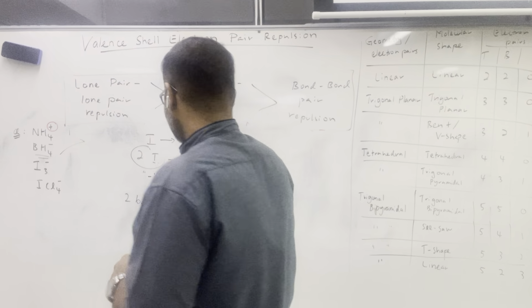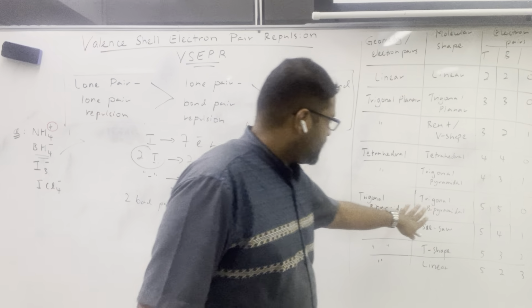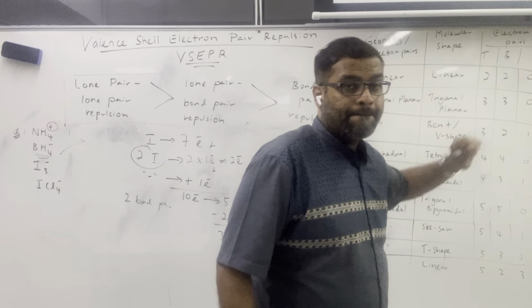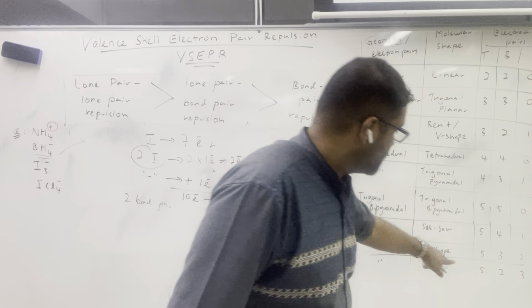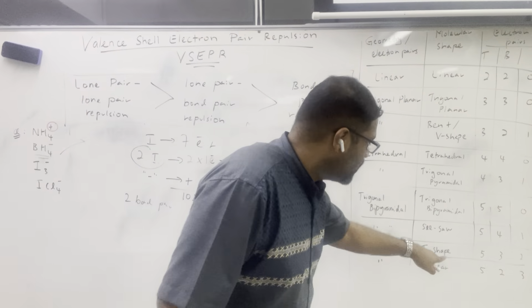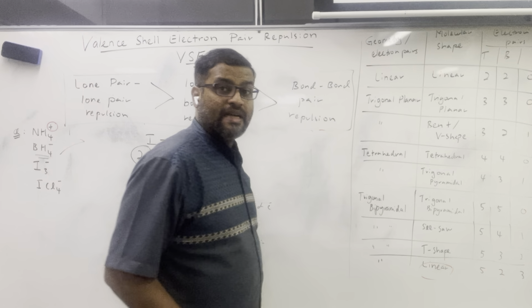So what we're going to do next is, we know that it is trigonal bipyramidal, and we know that it has 2 bond pair and 3 lone pair. So 2 bond pair and 3 lone pair comes under linear shape. Okay, it comes under linear shape.